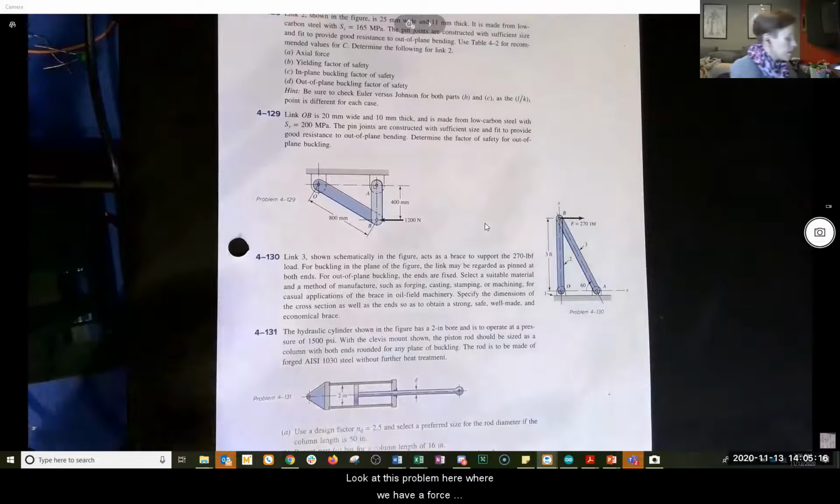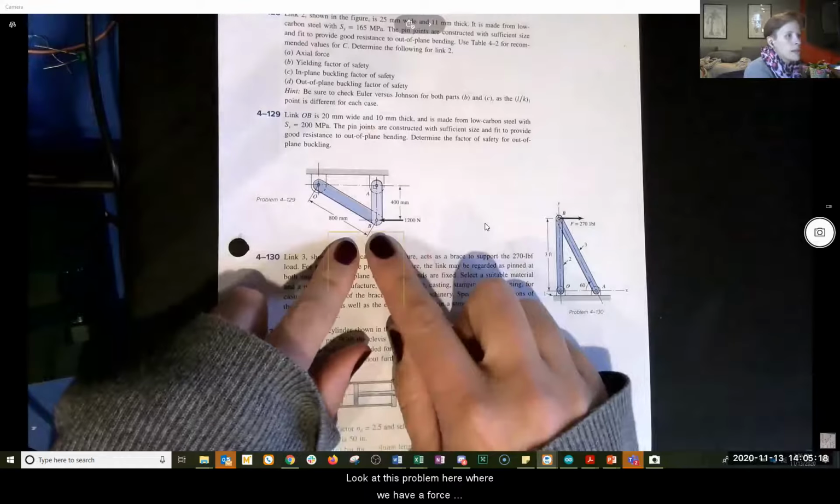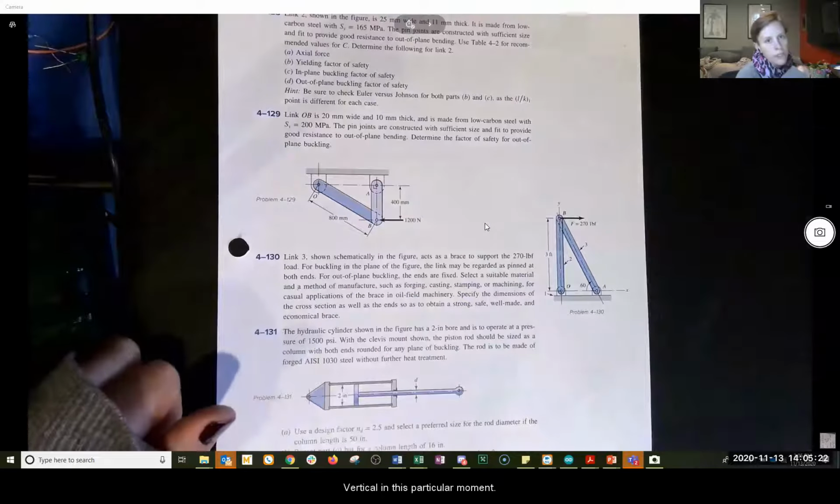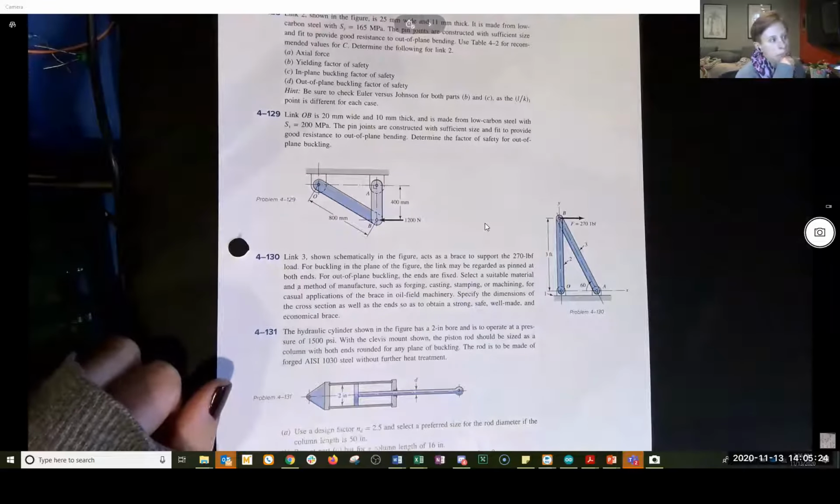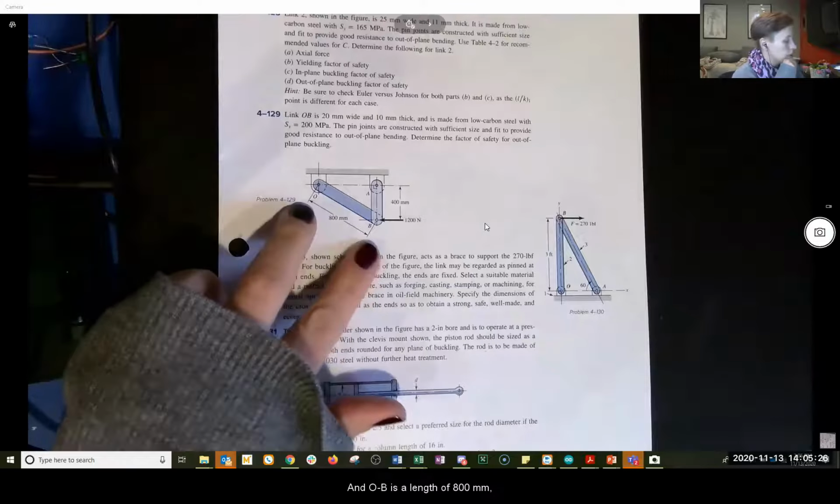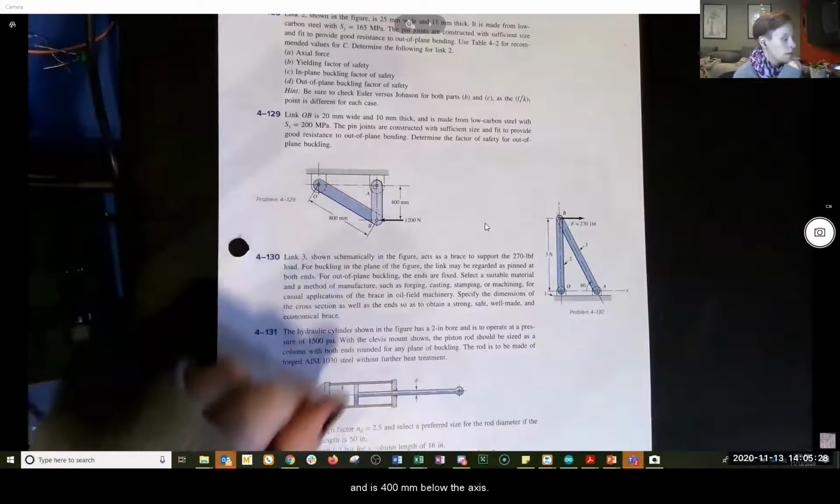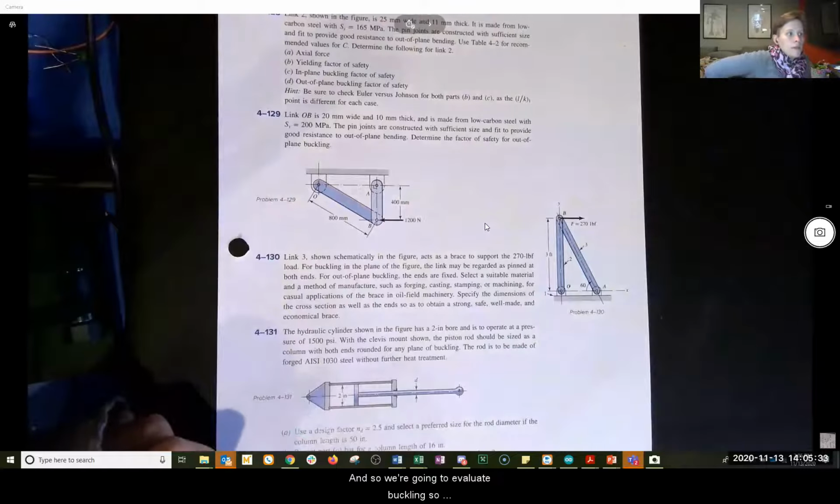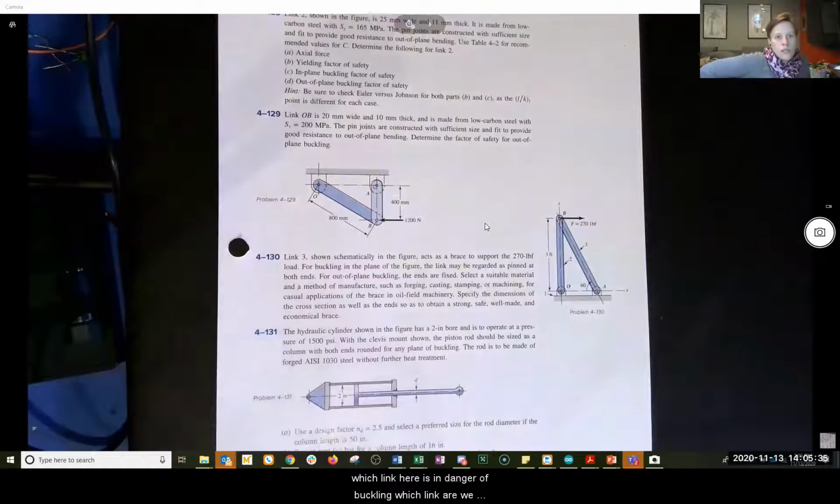So we're going to look at this problem here where we have a force applied at B. We have link AB vertical in this particular moment, and OB is a length of 800 and point B is 400 below the axis. And so we're going to evaluate buckling. So which link here is in danger of buckling? Which link are we going to analyze?